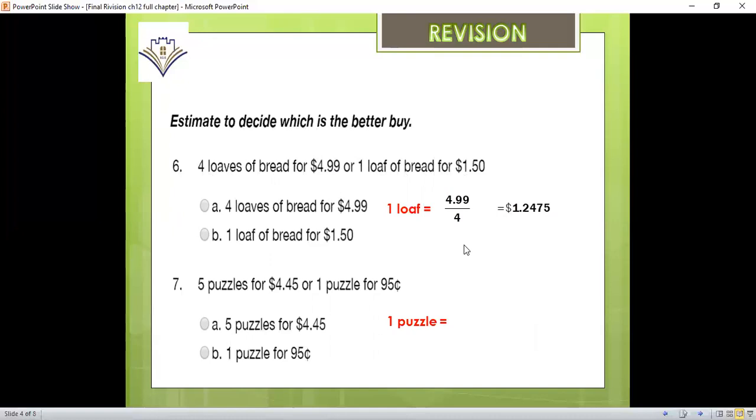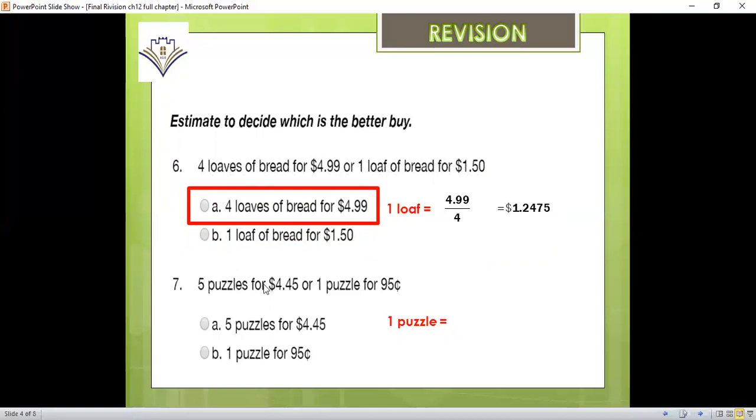$1.2475. And the second is 1 loaf of bread for $1.50. Then which one is better to buy? 4 loaves of bread for $4.99. When we calculated it, we got 1 loaf is $1.2475, or one and a half. Which one is better to buy? Yes, the first. Yes, 4 loaves is better to buy.